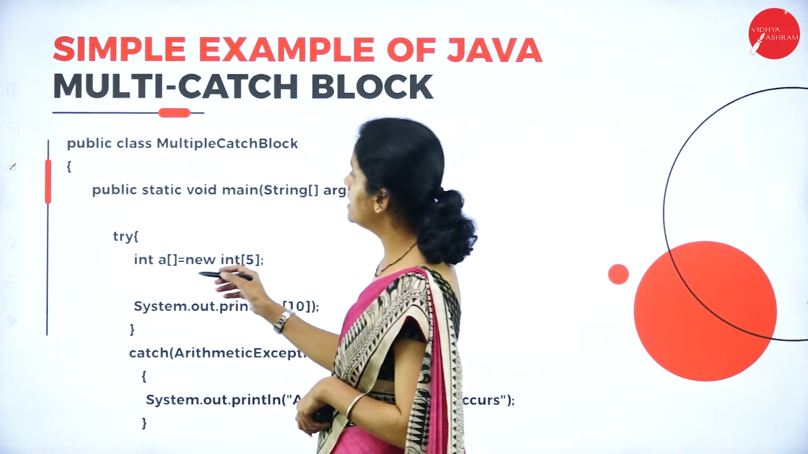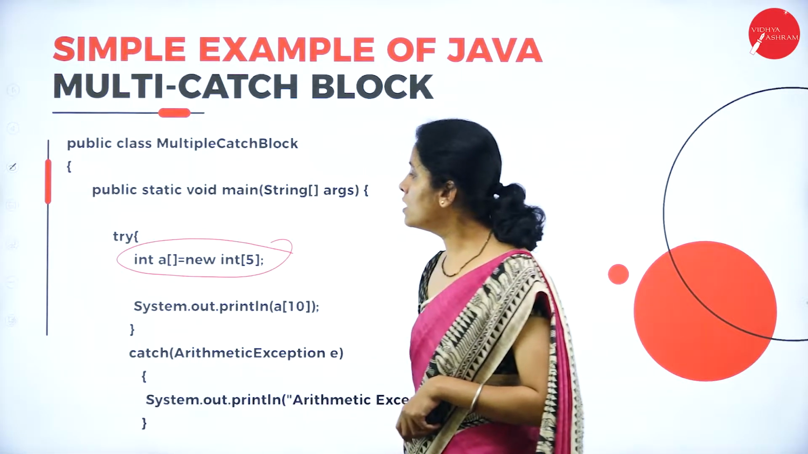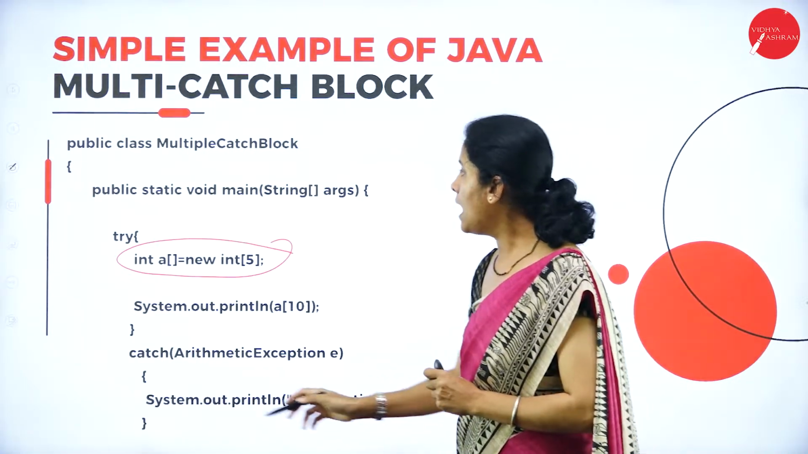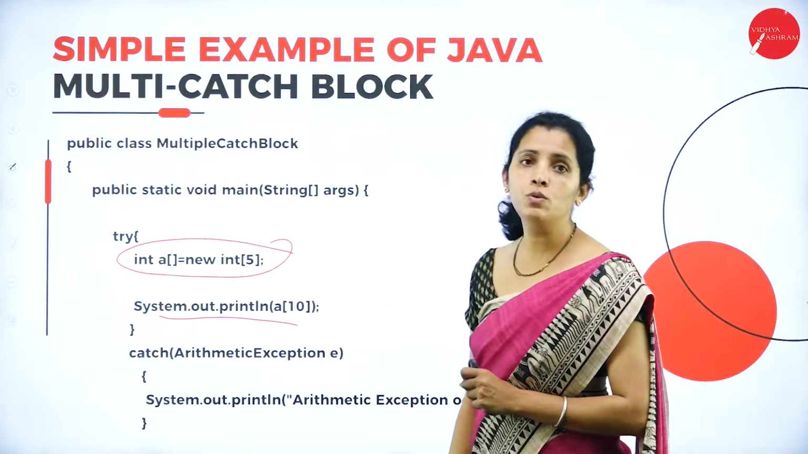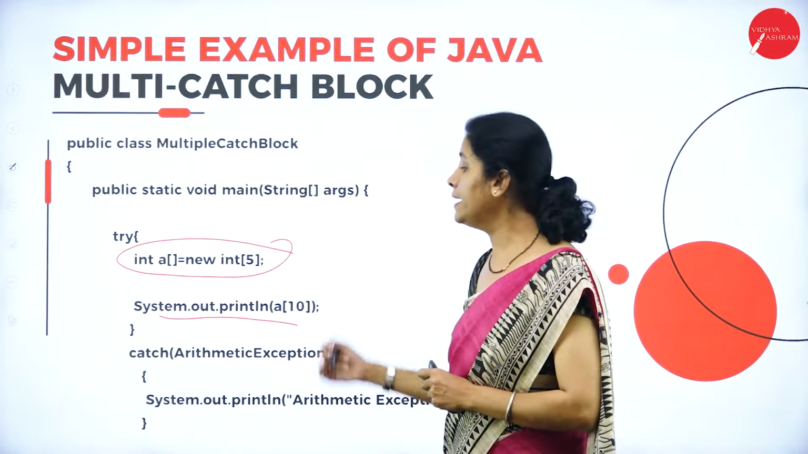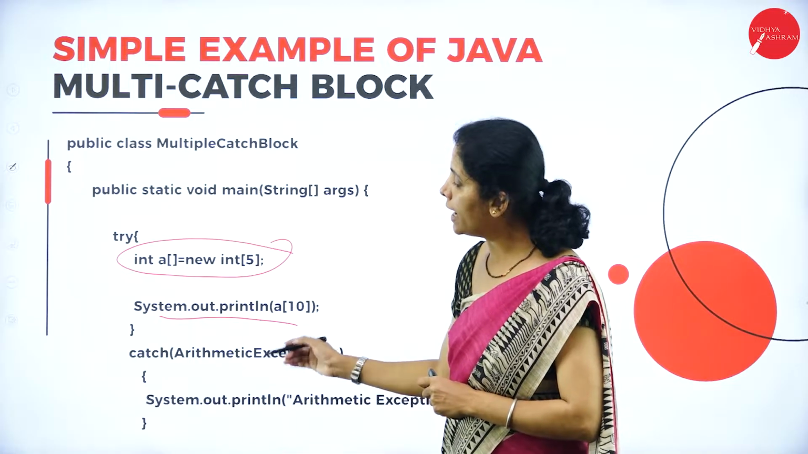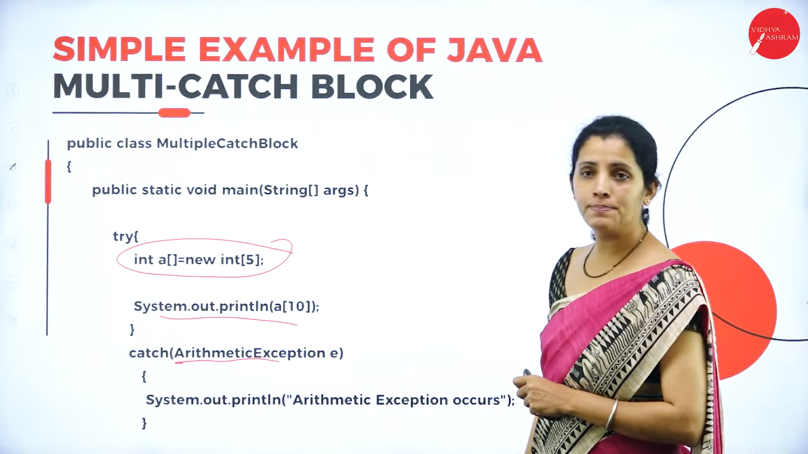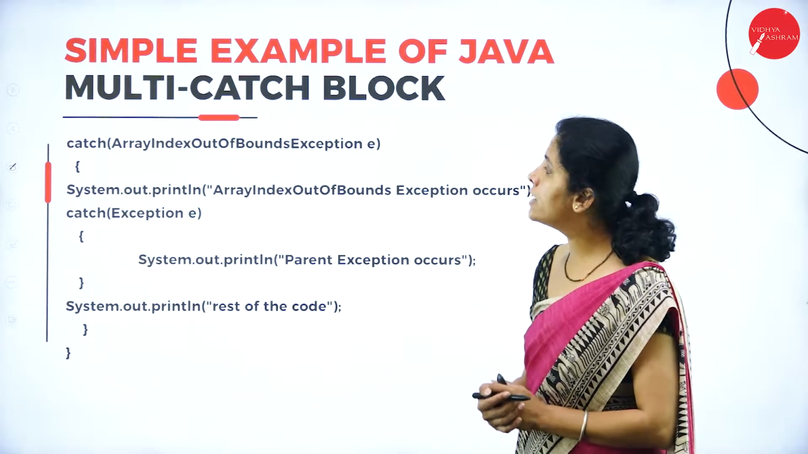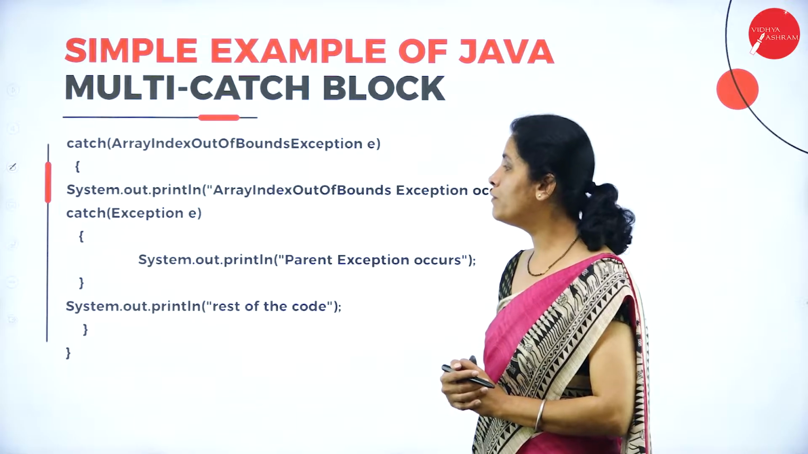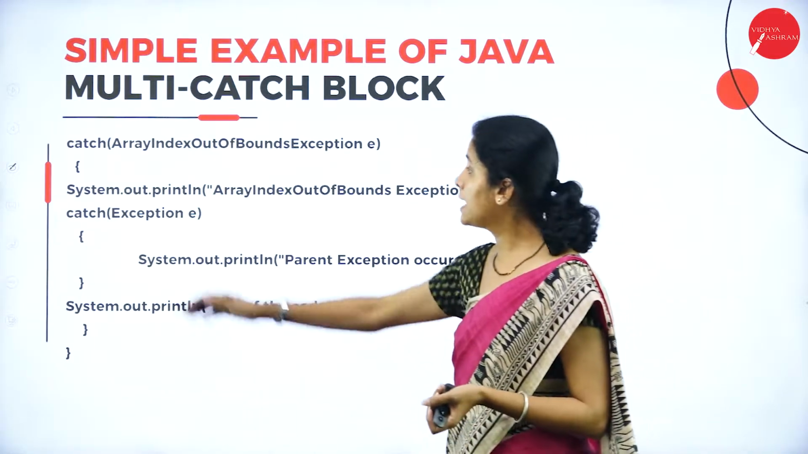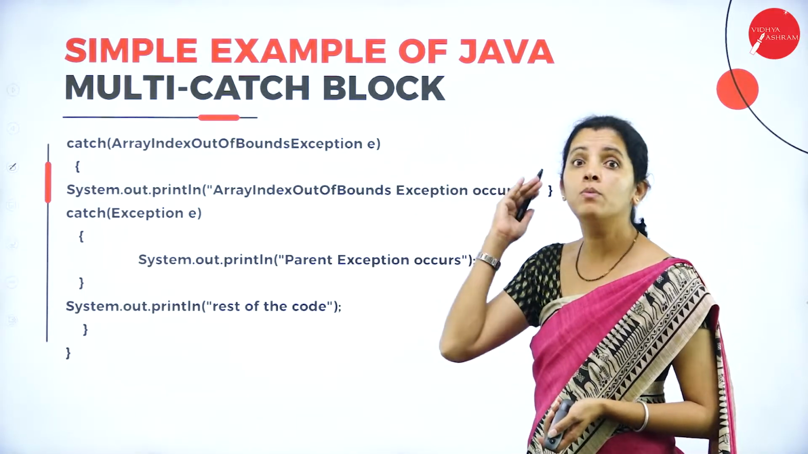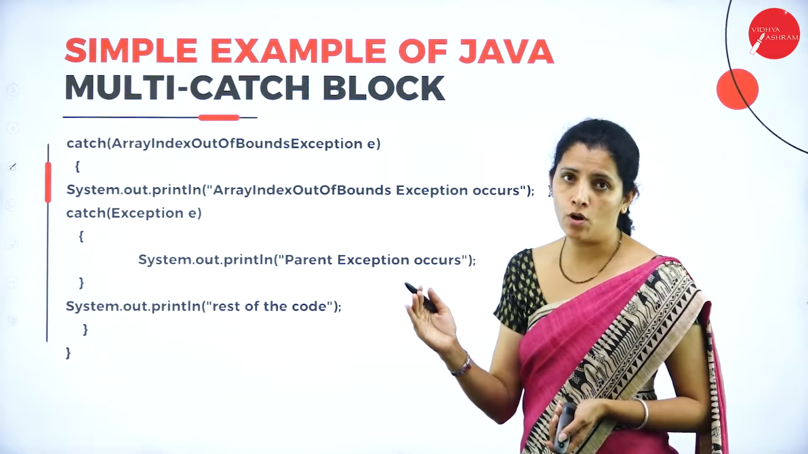So dear student, see, in my try block, I am trying to create the array. Okay. And here itself, I am trying to print the 10th index. And I am going to write the catch blocks. In my first catch block, I'll write ArithmeticException e. And in my next block, I'll write ArrayIndexOutOfBounds. And in my next catch block, I'll write Exception e. Okay, for a single try, I can have more than 2 catch blocks.